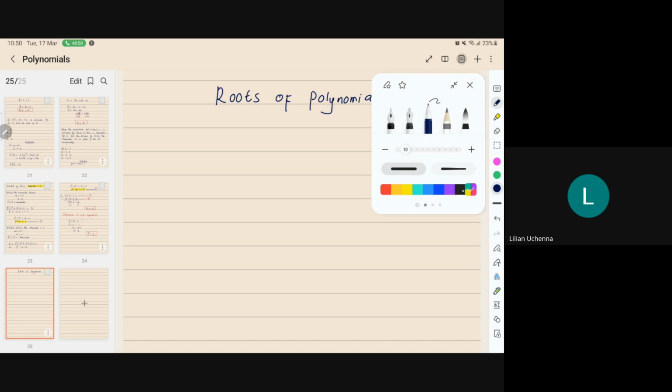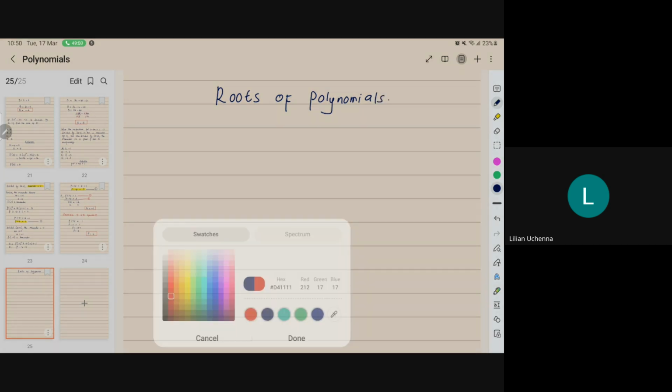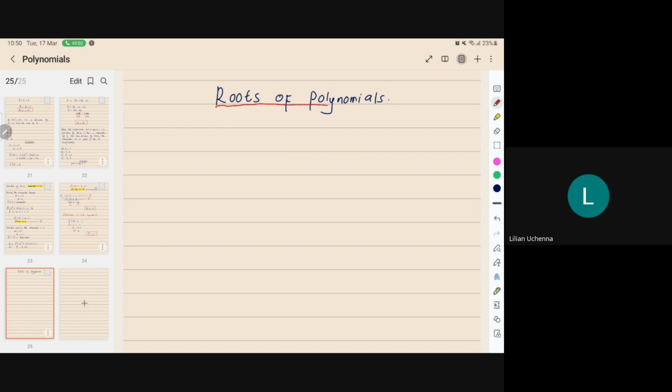Now, you know how to solve quadratic equations, isn't it? If a quadratic equation is given to you, you know how to do that. That's degree 2. Are we together? For degree 2, you can use your almighty formula. You can use factorization, right?